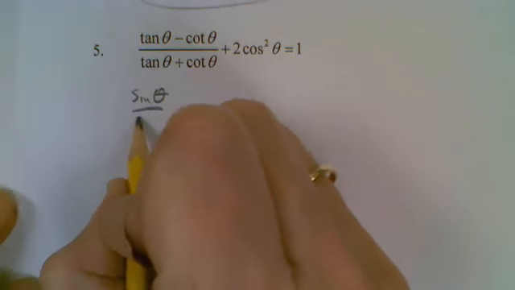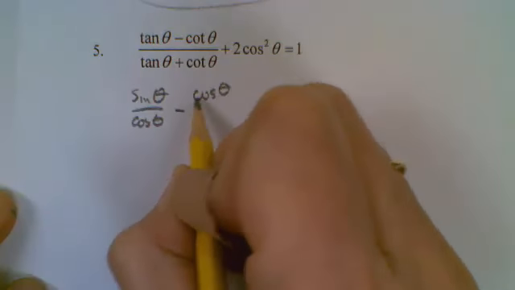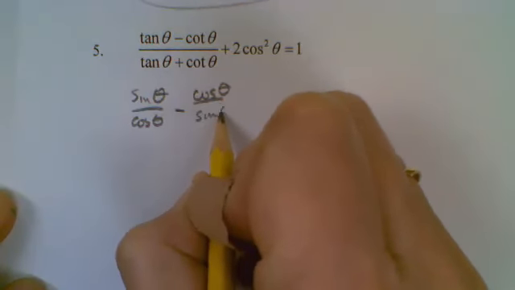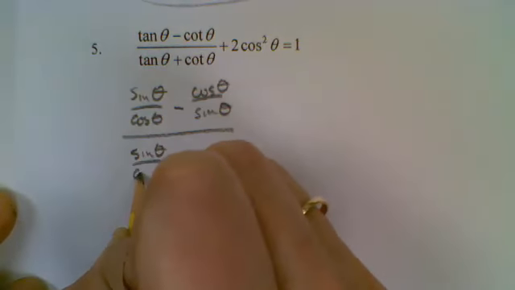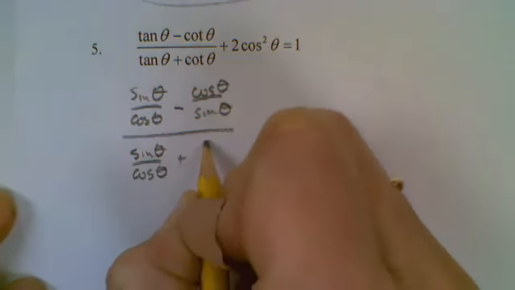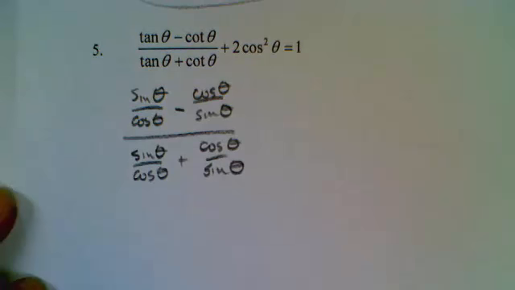Sine theta over cosine theta is tangent. Cosine over sine is cotangent. So we've got that. We've got the same thing here, but with a plus sign. And we will notice that we have a complex fraction. So we need to get rid of the complex fraction.